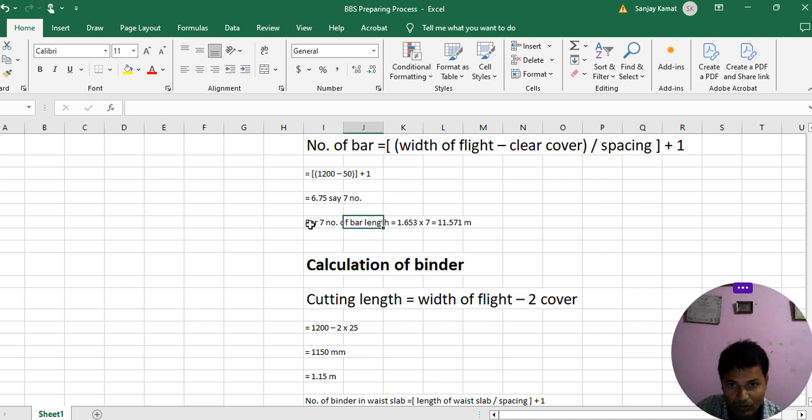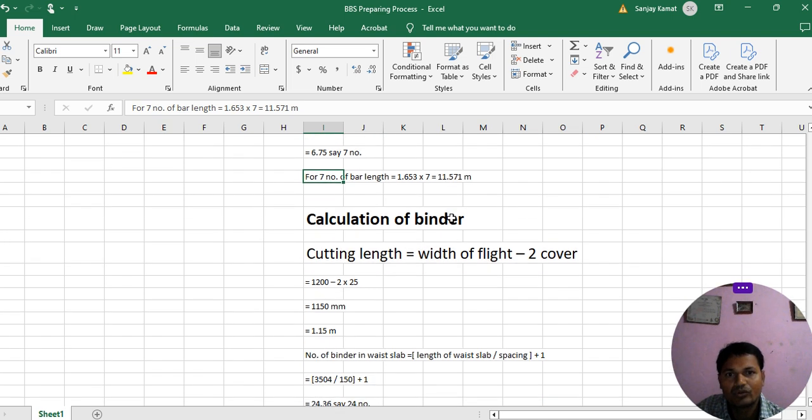So for the number of bars, length is equal to 1.653 into 7. How much will it come now? This is 11.571. This time also you can round up, because 5 is greater than 4, so we can round up, but leave it this time. So this is 11.57.